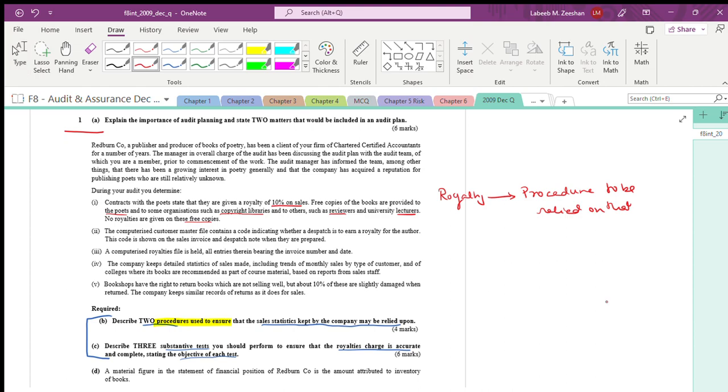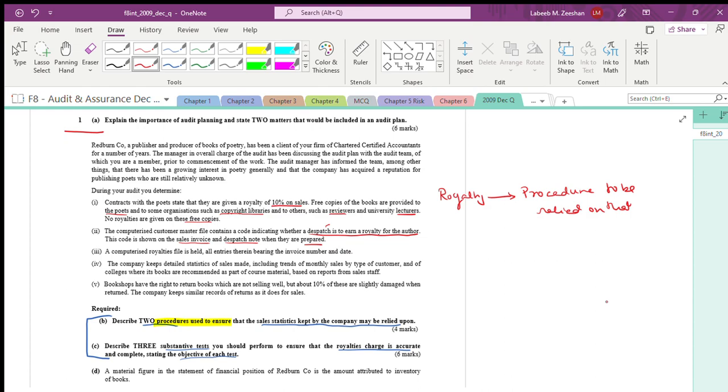The computerized customer master file contains a code indicating whether a dispatch is to earn a royalty for the author. This code is shown on the sales invoice and dispatch note when they are prepared. Yes, whenever there is a sale, a code will be reflected on the sales invoice, indicating whether we should collect the royalty or we should not collect the royalty. Okay. Again, we are going to have an audit procedure on that. Next.